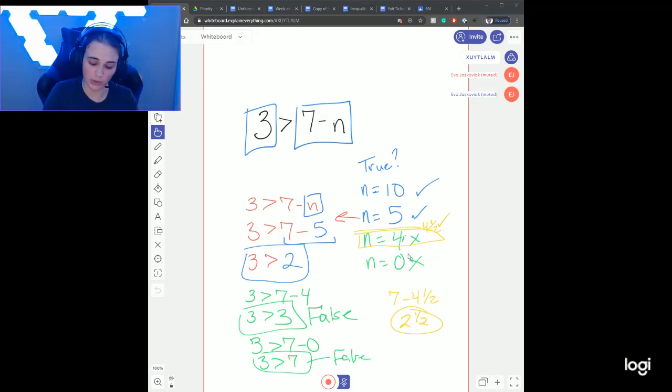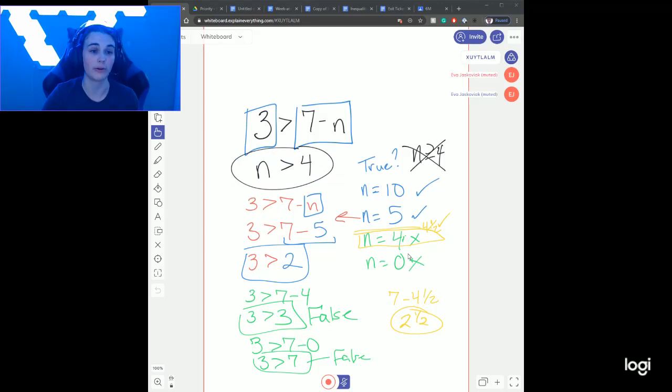The answer to this inequality is that n must be bigger than 4, and it cannot be equal to 4. That would be n is greater than or equal to 4. That is not true. n is greater than 4. That's it. But that's just one example.